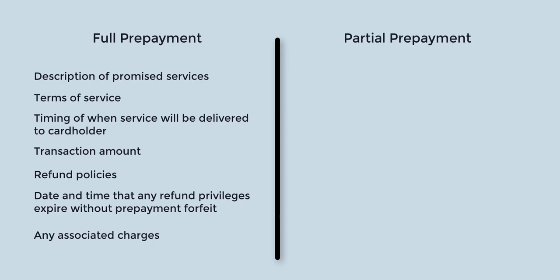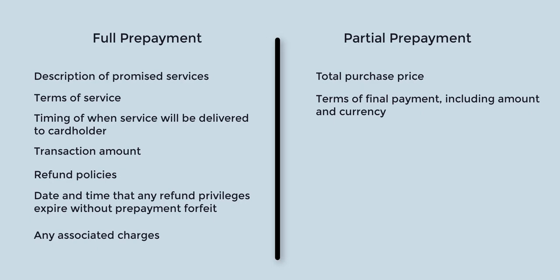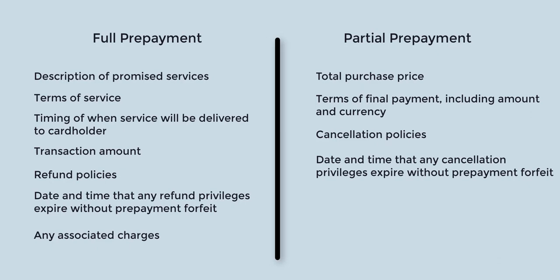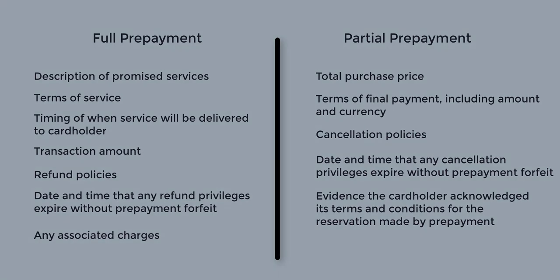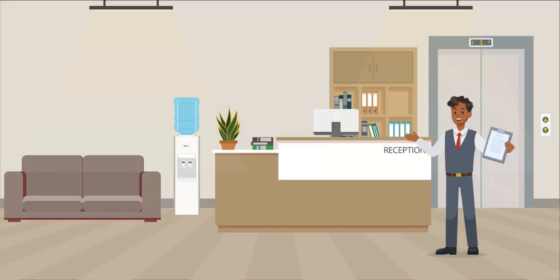Had this been a reservation that was made with only a partial prepayment, the form for reservations must include additionally total purchase price, terms of final payment including the amount and currency, cancellation policies, date and time that any cancellation privileges expire without prepayment forfeit, and again, most importantly, hotels should provide evidence the cardholder acknowledged as terms and conditions for the reservation made by prepayment. A click to accept or other acknowledgement button that was clicked, a checkbox that was checked, an electronic signature that was provided. Joe made the best possible defense against the chargeback.